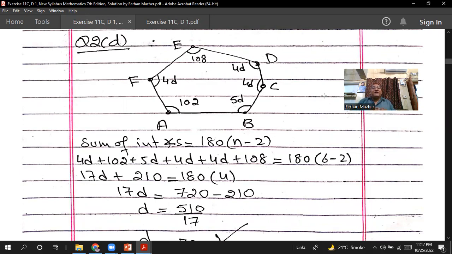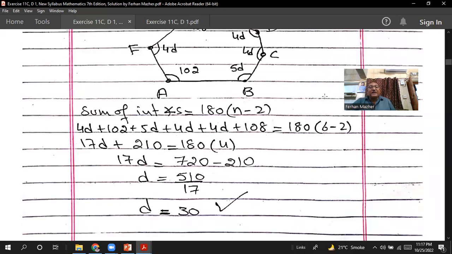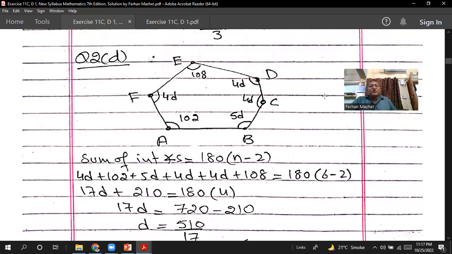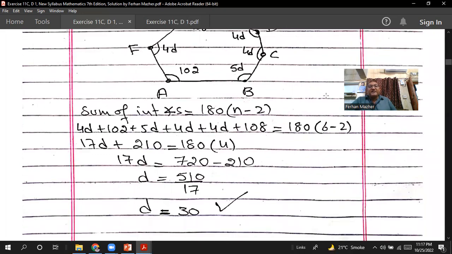So it will be 17D + 210 = 720. So 17D = 720 - 210. So D = 510 divided by 17. 510 divided by 17, so D = 30. D will be 30. So this is how you will do question number 2, D part.